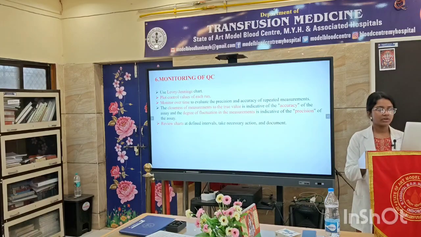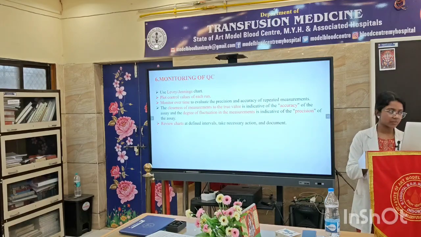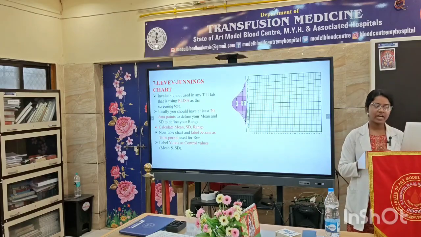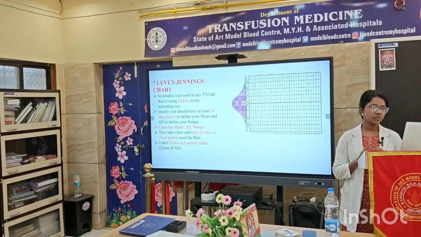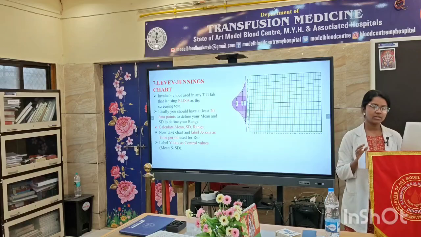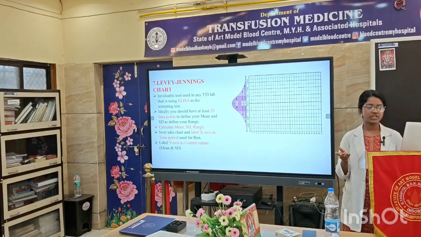We are going to not just plot, we are going to review the charts also. So this is our Levy-Jennings chart. It is an invaluable tool in any TTI that is using ELISA as the screening test. As we already know, we need at least 20 points, which is taken over a period of 20 days to define our mean, standard deviation and our range.